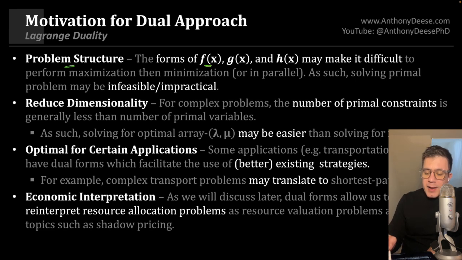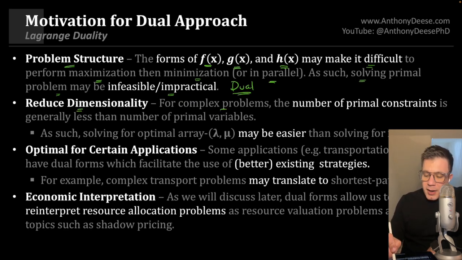So the forms of f of x, g of x, and h of x may make it difficult to perform maximization and then minimization, or to do these two in parallel, as is required for the primal method or the traditional method. As such, solving the primal problem may be infeasible or impractical, and we apply the dual approach as an alternative. It can also help us reduce the dimensionality of the problem.